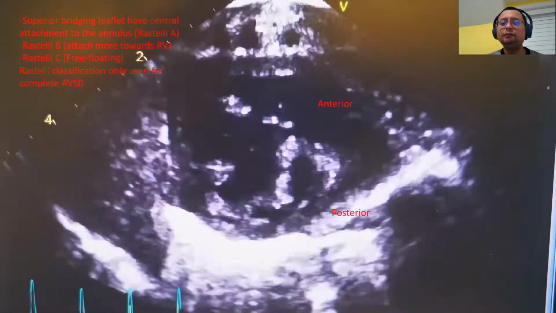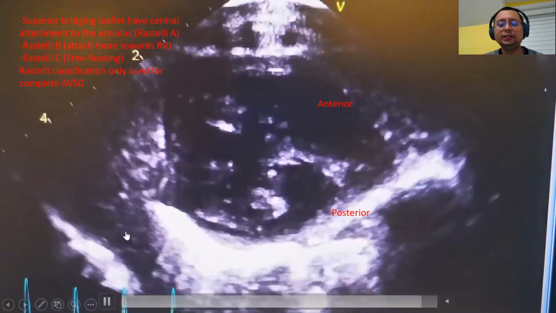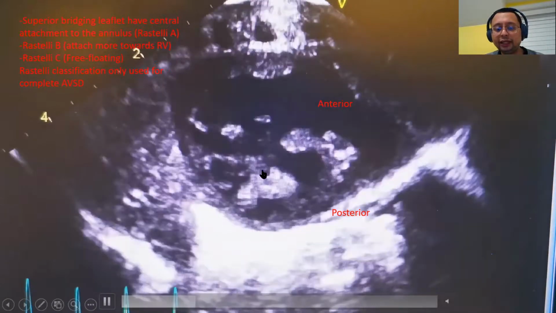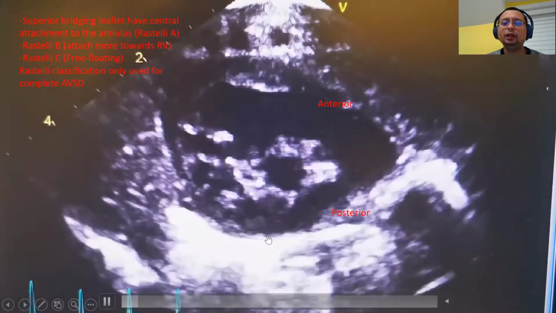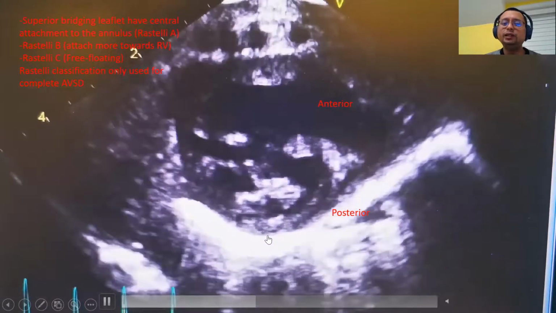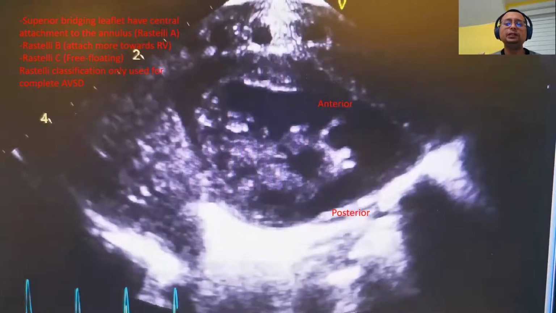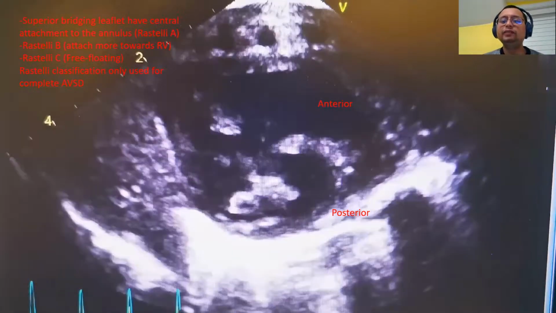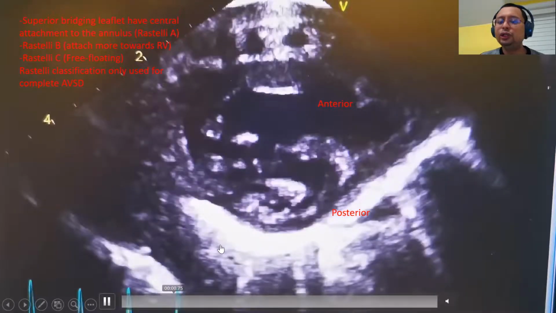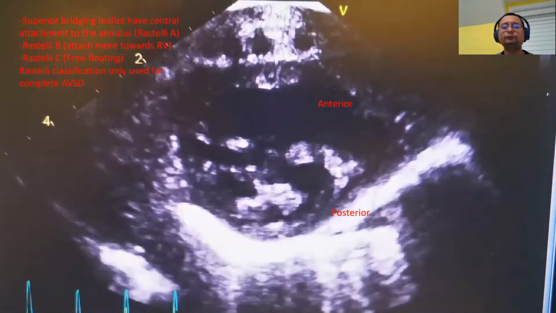If the superior bridging leaflet divides at the middle, that is called Rastelli A. This here is the superior bridging leaflet, and you can see it divides in the middle, so it's called Rastelli A. If the superior bridging leaflet divides more on the right ventricle side, more on the right side papillary muscle, that is called Rastelli B. And if the superior bridging leaflet does not divide at all, it is free floating, it is called Rastelli C. So you don't need to worry about the classification. I just wanted to tell those who are interested.